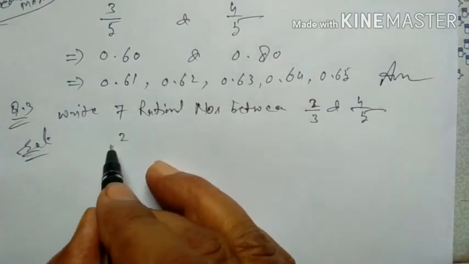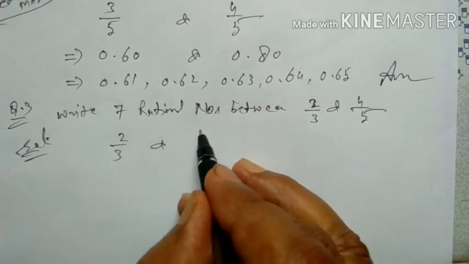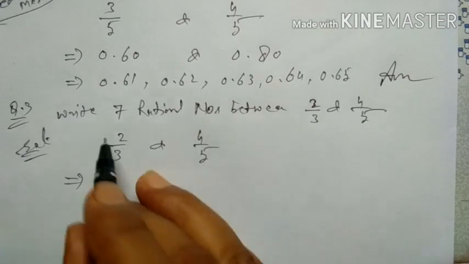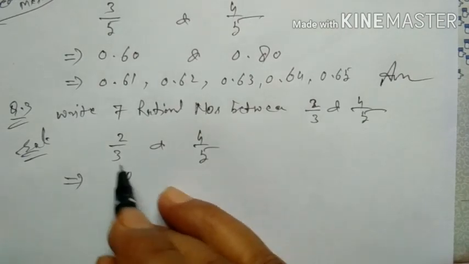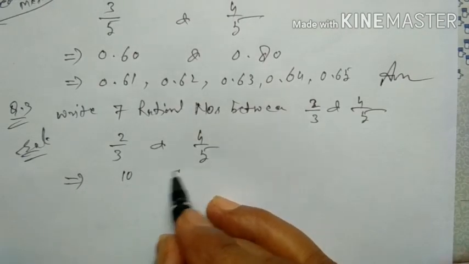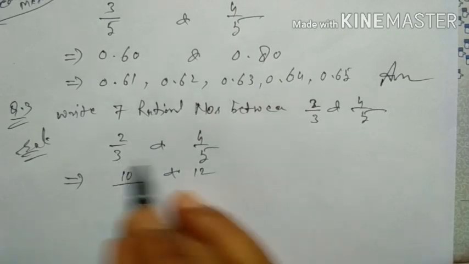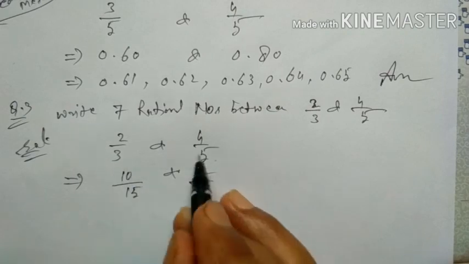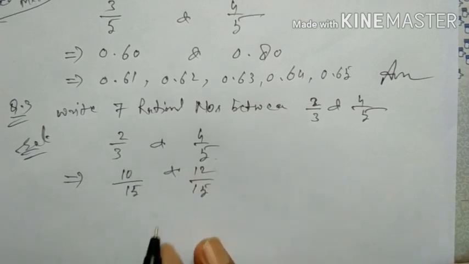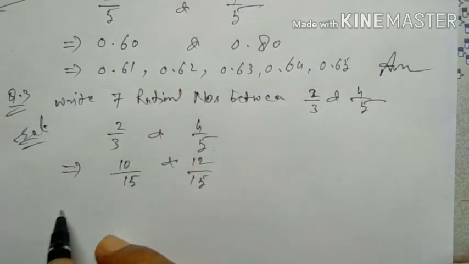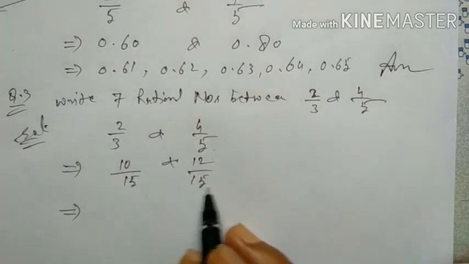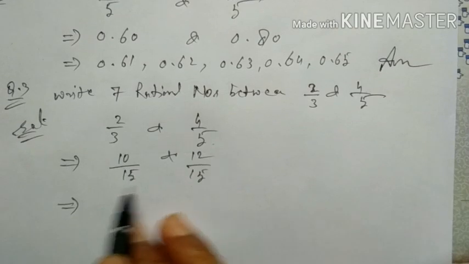Here are 2 by 3 and 4 by 5. We will make the denominators the same. 5 2s are 10, 3 4s are 12, 3 5s are 15 and 3 5s are 15, because 3 and 5 are prime numbers. So we can write like this, or by using another method you can make the denominators of these rational numbers the same.